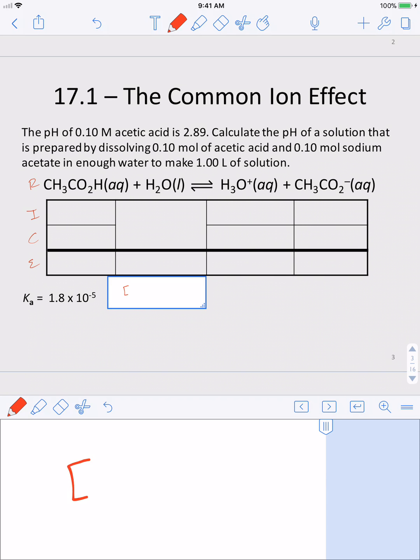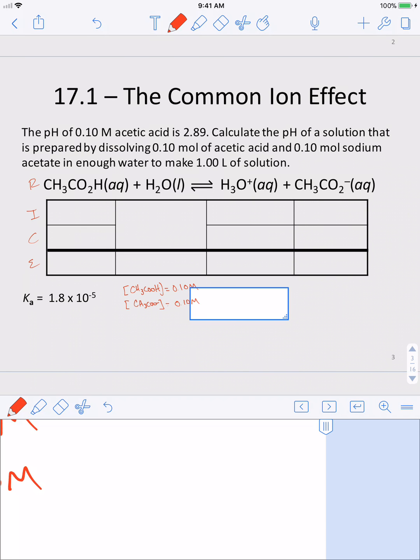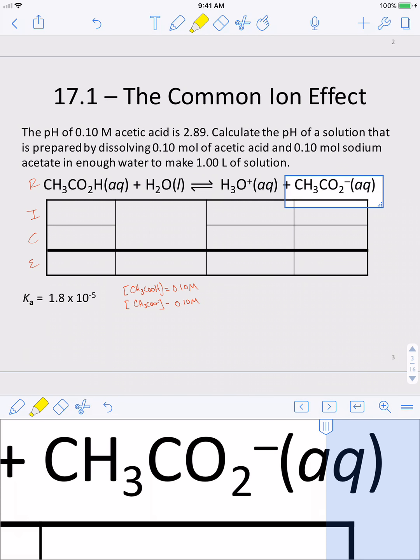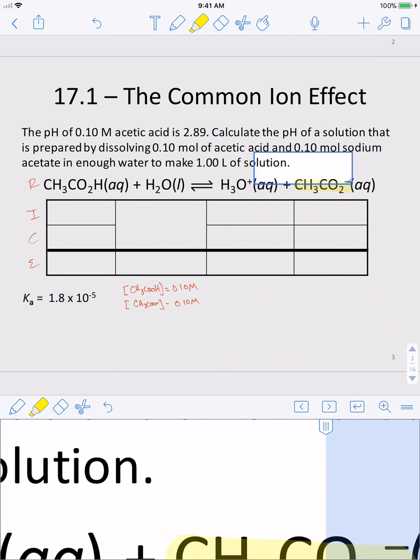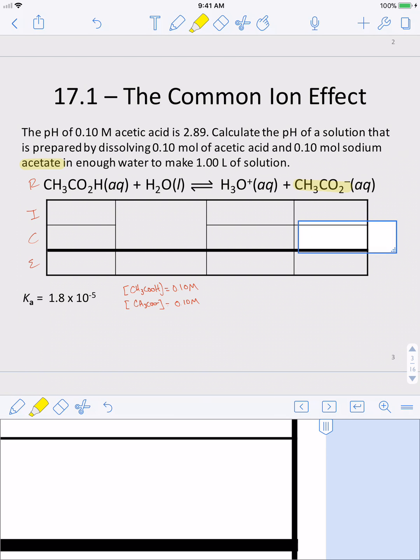So if we think about the concentration of CH3COOH, that's just 0.1 mole per 1 liter, so that's 0.1 molar. Also, the concentration of acetate, we're told that it's 0.1 molar sodium acetate, so CH3COO minus is also 0.10 molar. We don't really care about the sodium. The sodium is not involved in my equilibria, so again, I'm just looking for that species that is involved. And so in sodium acetate, it's just the acetate, not the sodium. Okay, it's just a counter ion.